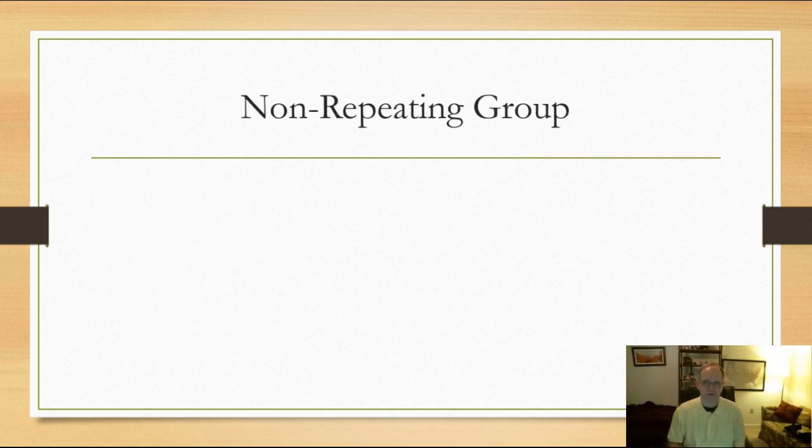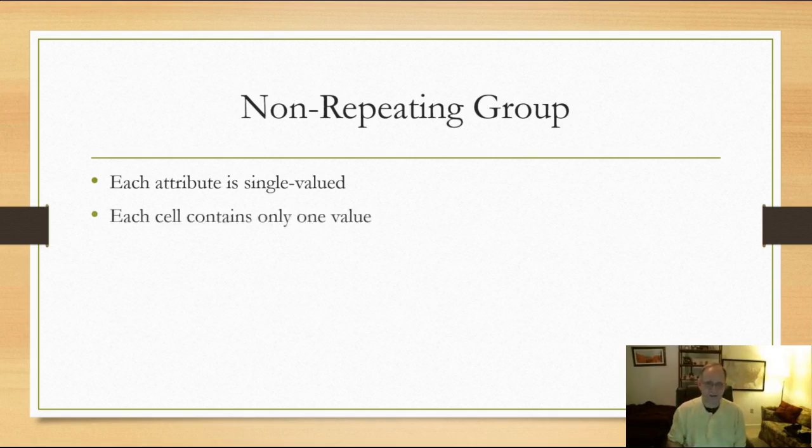So let's talk about non-repeating groups. Remember, a non-repeating group says each attribute is single valued, meaning there's only one data point stored in an attribute. We don't want a list or a collection or groups of data in one attribute. It should be one and only one value. Each cell contains only one value, and each cell domain is atomic, meaning the meaning of the attribute never changes.